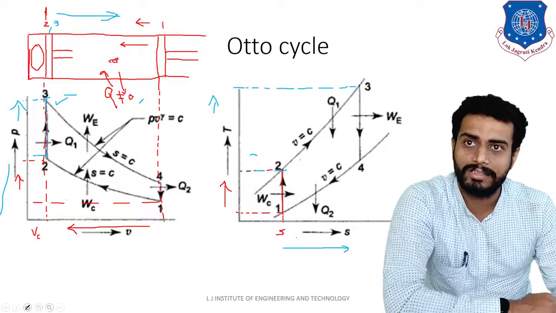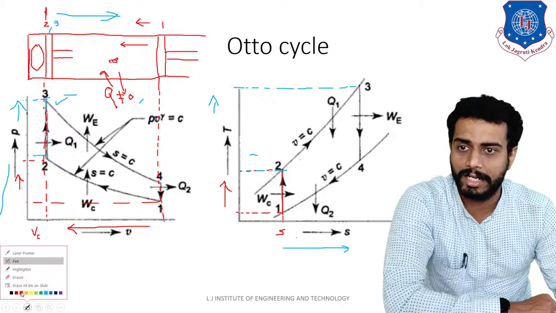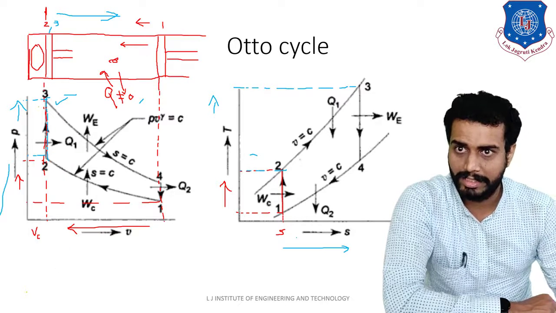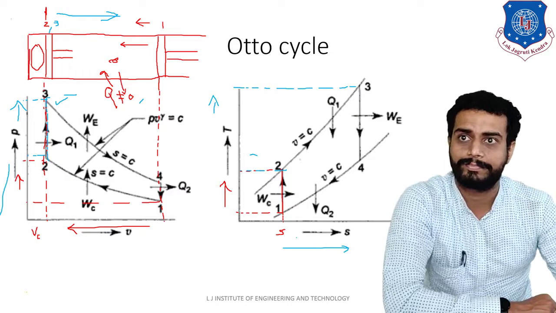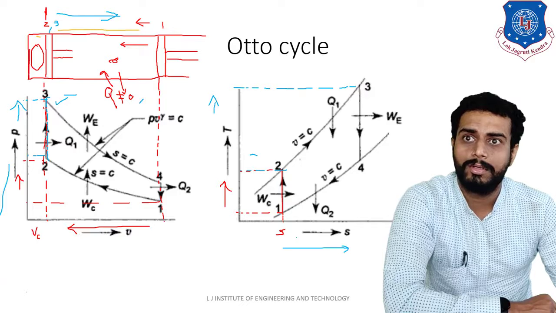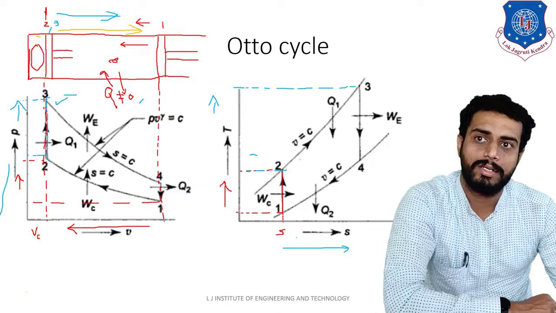Now observe the 3 to 4. For 3 to 4, I will take another color. Let us take this orange color. During this 3 to 4, as you can see, the piston will move toward the outer dead center.